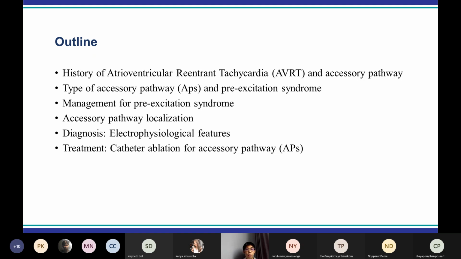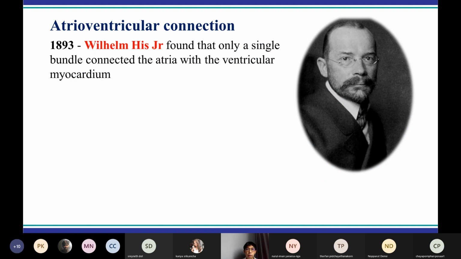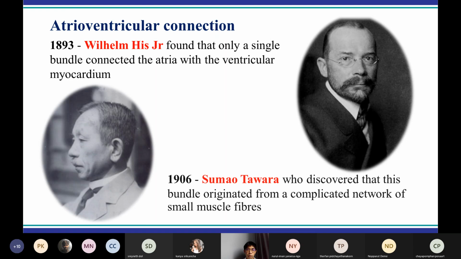And how to diagnose it with the electrophysiologic features. And the last one, we will talk about the catheter ablation for the accessory pathway. So let's start with the history. The first person, Mr. Wilhelm His Jr., found that there is only single bundle connected between the atrium and the ventricle of the heart, which we name that connection after his surname, the His bundle.